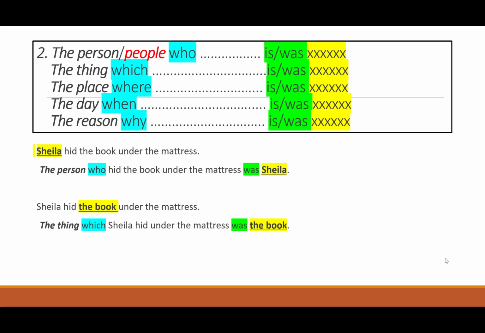The thing which Sheila hid under the mattress. Then you have to use be as the verb. Check the tense, past tense. That's why you have to use was. And then the noun or phrase that you would like to stress. You put it at the end, the book. The thing which Sheila hid under the mattress was the book.